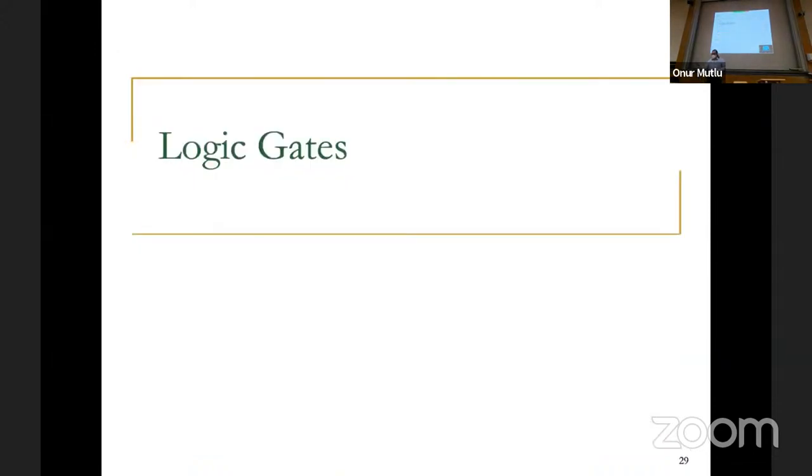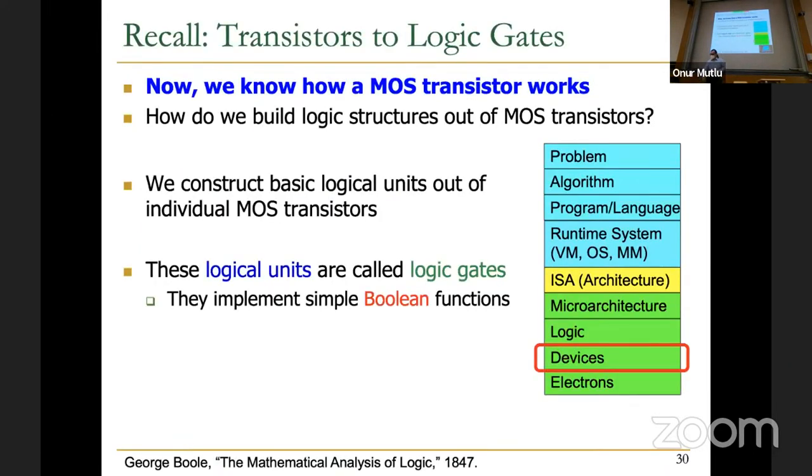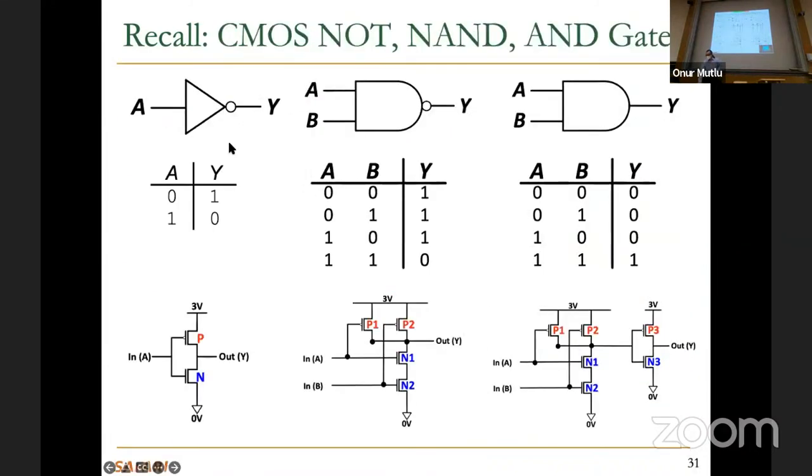Okay, so from transistors, we built logic gates. And this was one of the slides that we discussed. We know how a MOS transistor works. How do we build logic structures out of the transistor? And that's where we moved from the devices to logic, basically. Okay, recall that we covered the CMOS NOT, NAND, and AND gates. And hopefully you should be able to name these gates in your sleep, in my opinion. Maybe not at this point, maybe 2 weeks later, you will be able to do that.